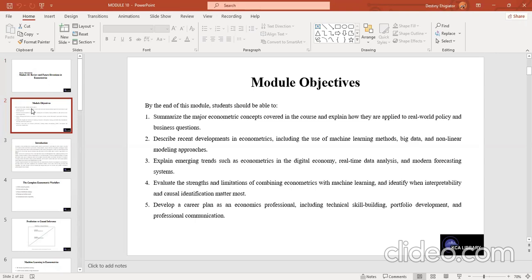We'll also be looking at evaluating the strengths and limitations of combining econometrics with machine learning and identifying when interpretability and causal identification matter most. Lastly, we'll be developing a career plan as an economics professional, including technical skill building, portfolio development, and professional communication.